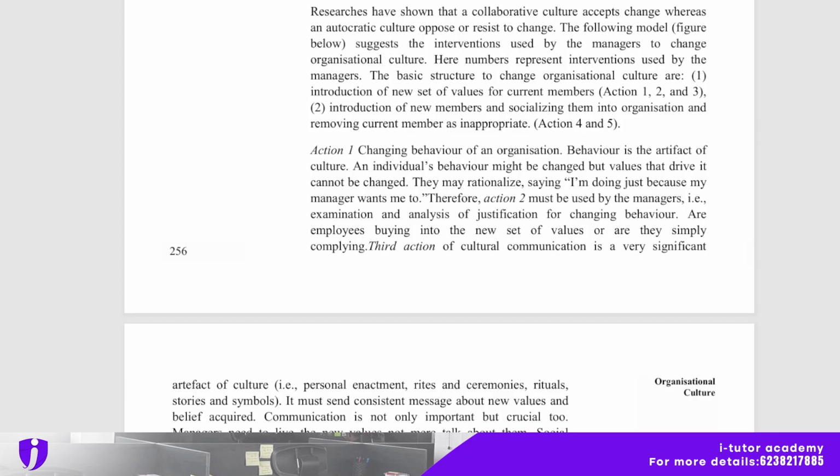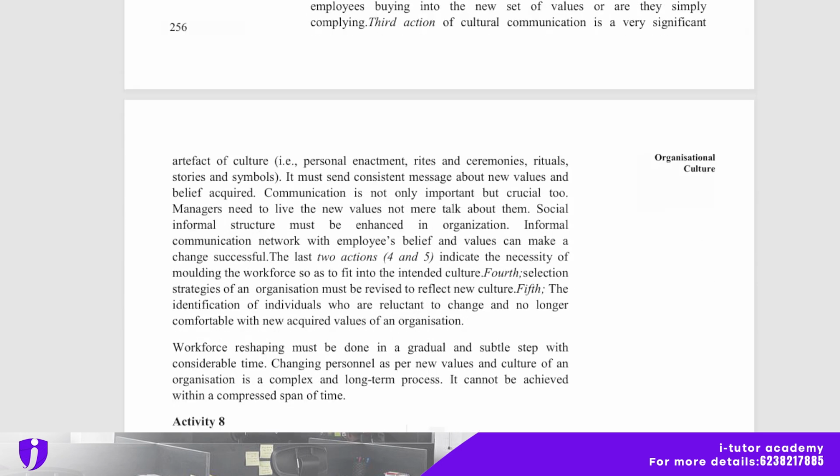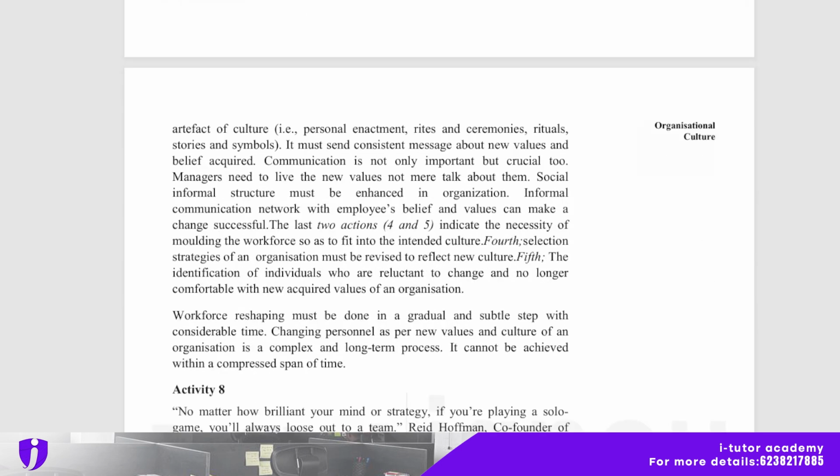Are they simply complying? The third action is culture communication, a very significant artifact of culture. Personal enactment, rites and ceremonies, rituals, stories and symbols must send a consistent message about the new values and beliefs acquired. Communication is not only important but crucial too. Managers need to live the new values, not merely talk about them. Social informal structure must be enhanced in the organization. Informal communication networks with employees' beliefs and values can make a change successful.